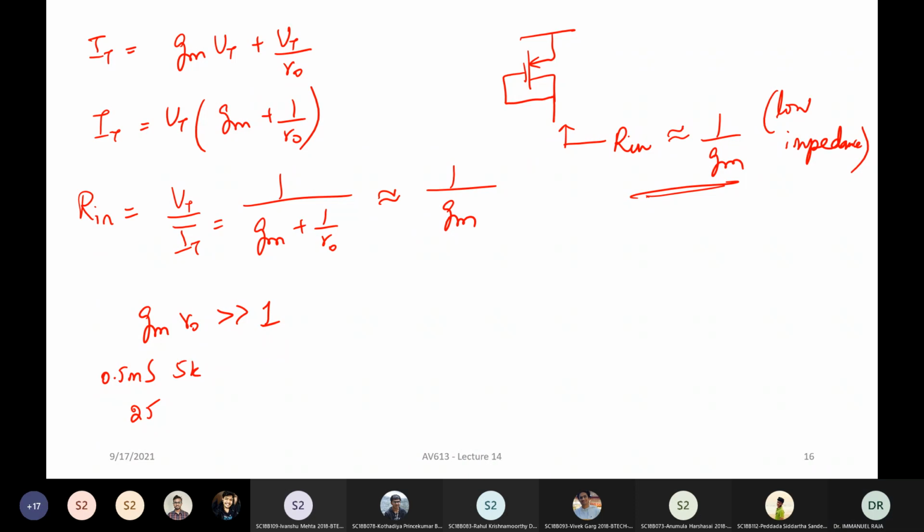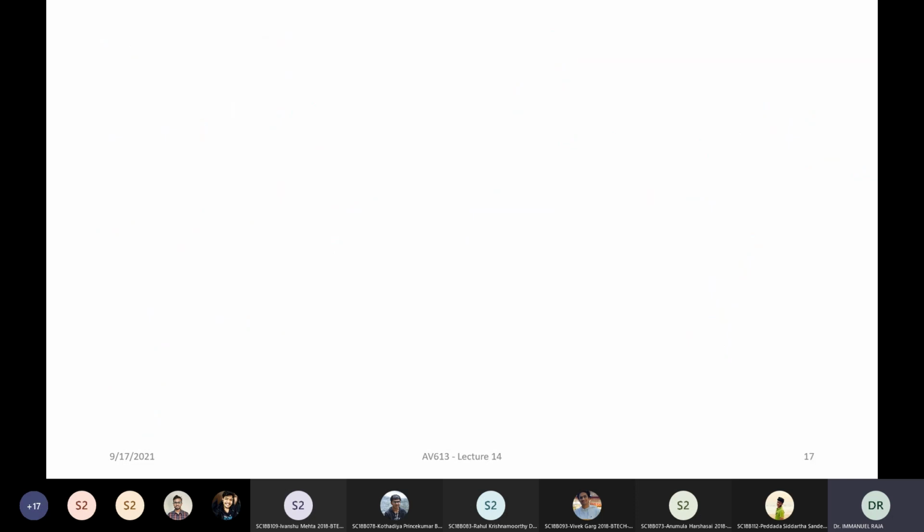All right. Now this is true even for a diode connected transistor like this. So if you take an NMOS transistor and you look at the diode connected transistor and look at the input impedance from the drain side, its input impedance is going to be 1 by gm, or the more accurate expression is going to be 1 over gm plus 1 by r0.